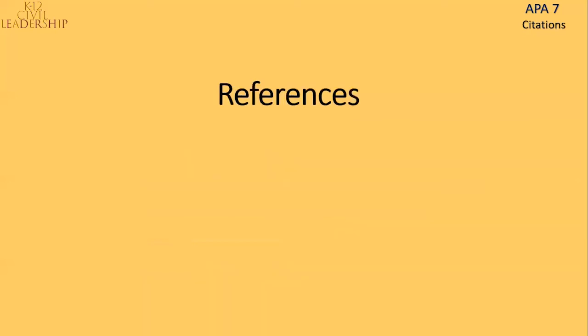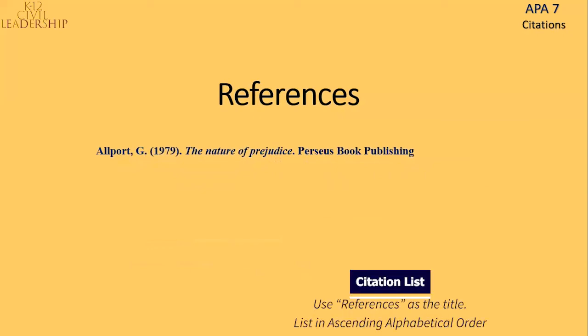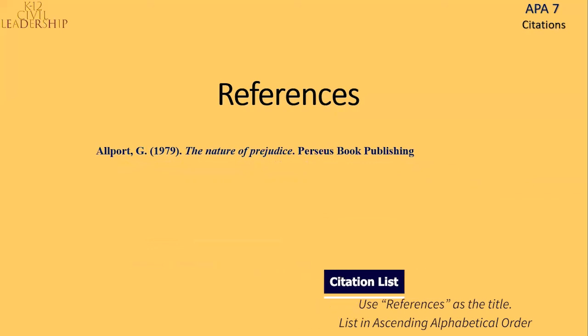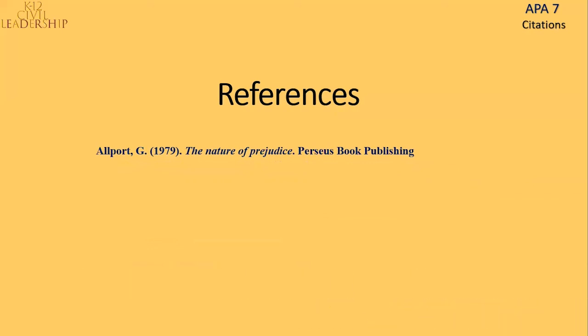Let's look at the references now. So references will be listed in alphabetical order according to the name of the authors in ascending order. And we notice Alport here. This is a book reference, not just because the publishing company has the word book in it, but because the name or title of the book is italicized. That tells us right away it's not a research publication, but it is a book.